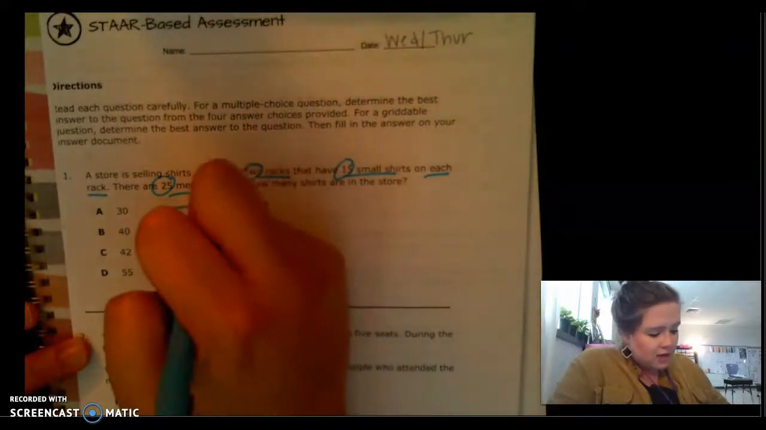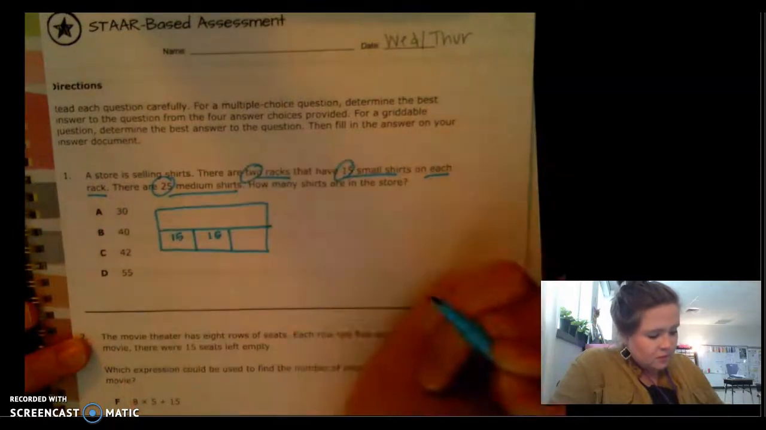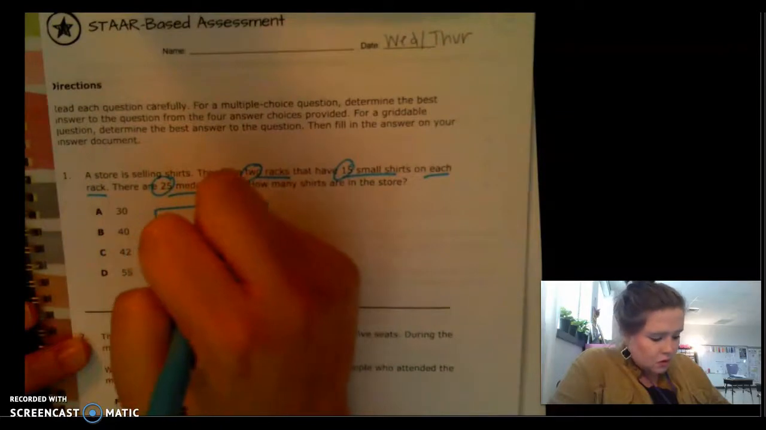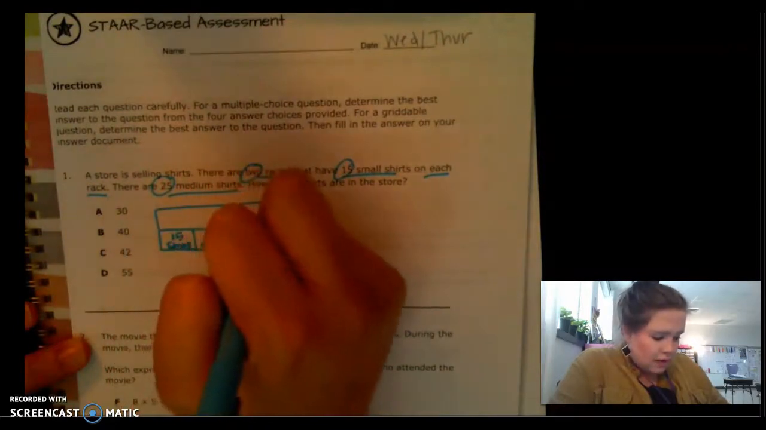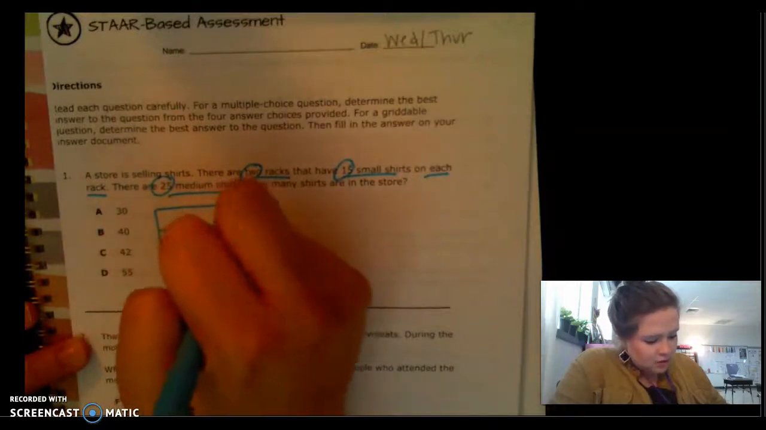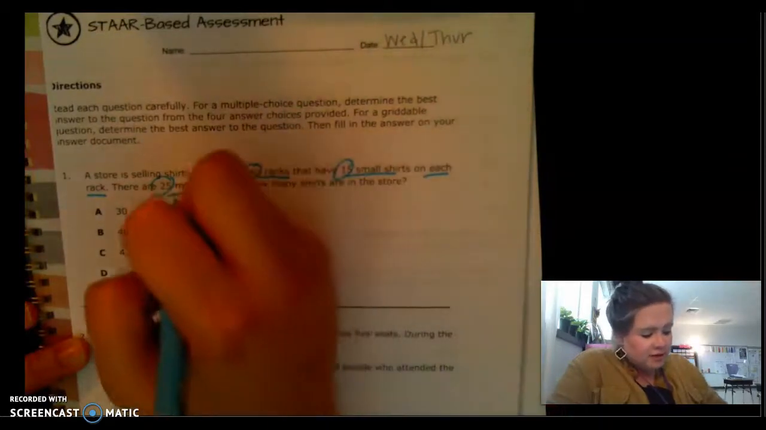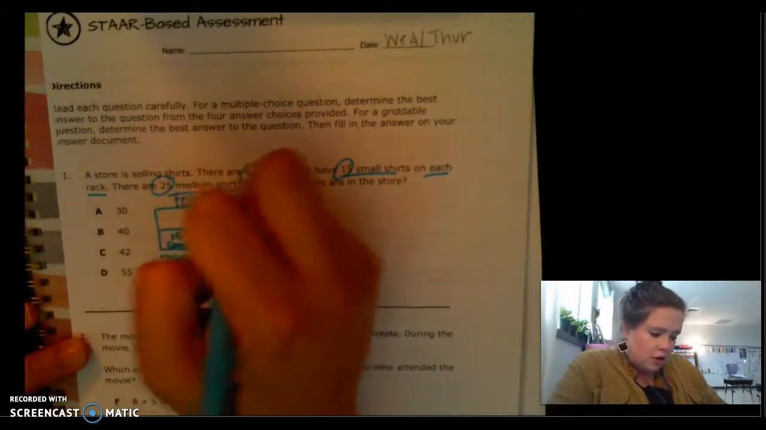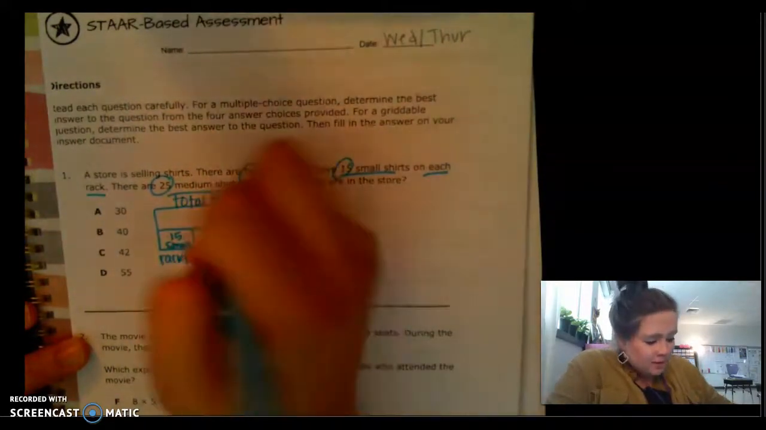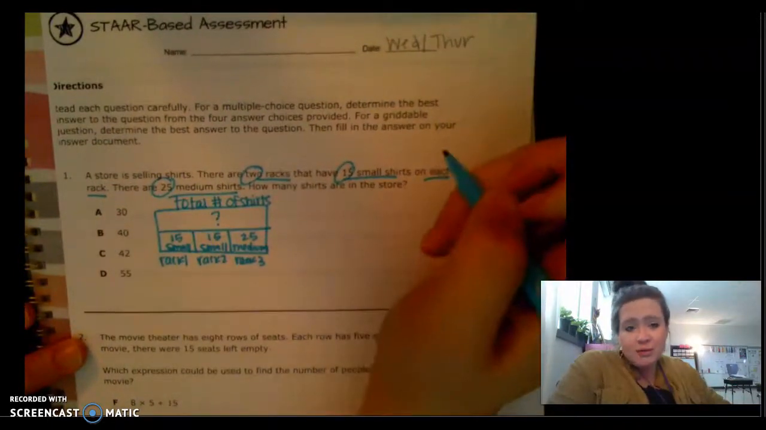2 racks, 1, and then 25. Small, small, medium. Rack 1, rack 2, rack 3. This right here is going to be my total number of shirts. That is what you're looking for. All right? If you don't draw a strip diagram, you could have drawn a picture.